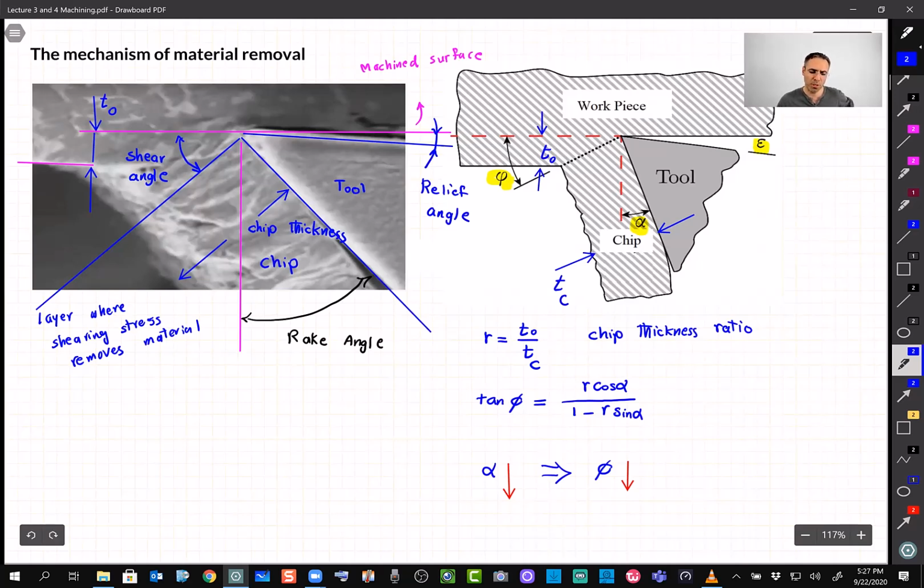So this is our tool. Alpha, the rake angle, is the angle that you can see here between the surface of the tool and the line perpendicular to the machined surface. The epsilon is called the relief angle, because we don't want a portion of our tool to touch the surface, because it's going to generate heat and increase friction. It's a small angle, maybe 1 or 2 degrees.